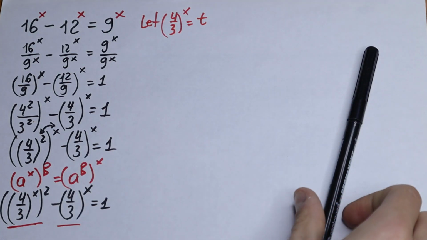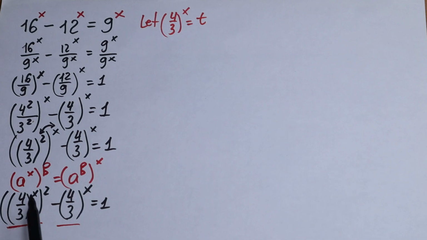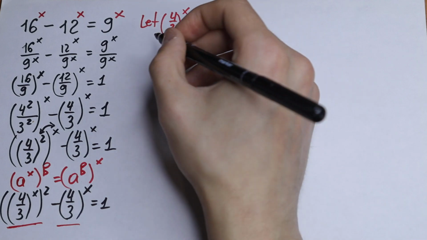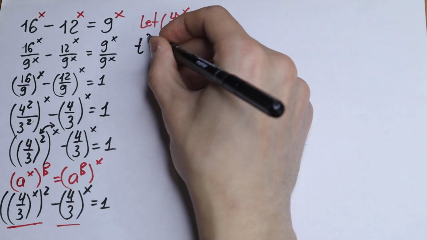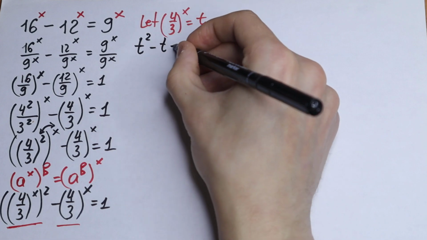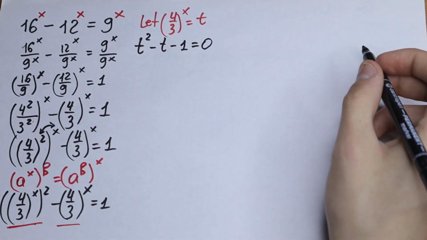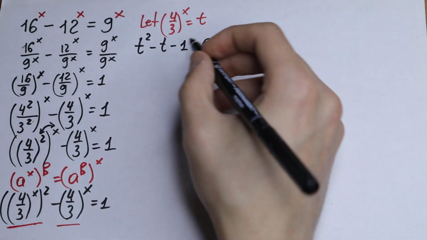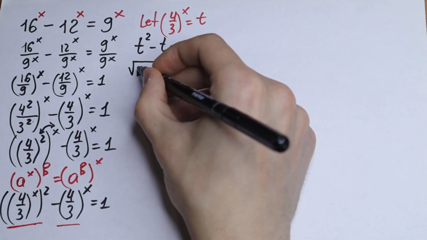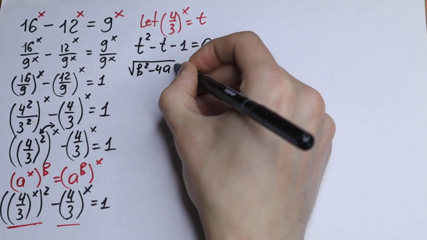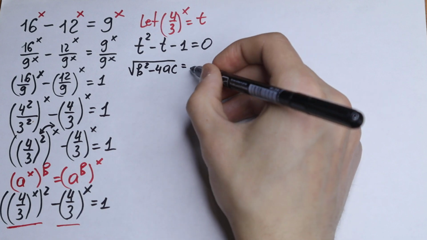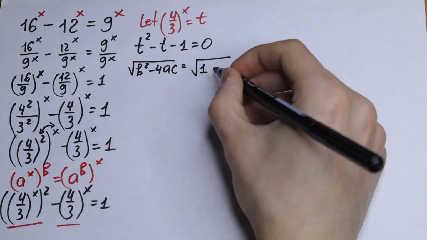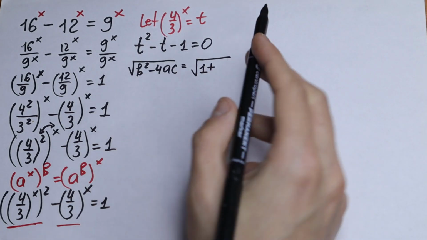So we will have an interesting quadratic equation because right here we will have t squared, right here we will have t, and minus 1 equal to 0. So we will have the quadratic equation t squared minus t minus 1 equal to 0. Okay, how can I solve this? First of all, let's find our square root. Our square root of b squared minus 4ac will be equal to the square root of b squared, which is 1, minus, and this minus will be plus 4ac, 4 times 1 times 1, which is 4.